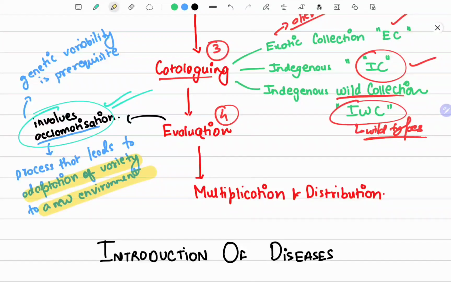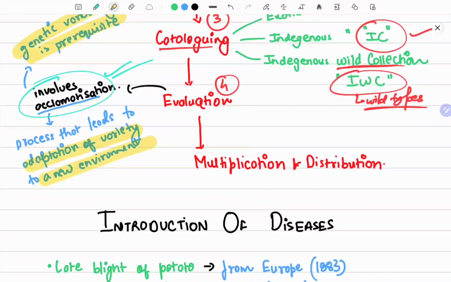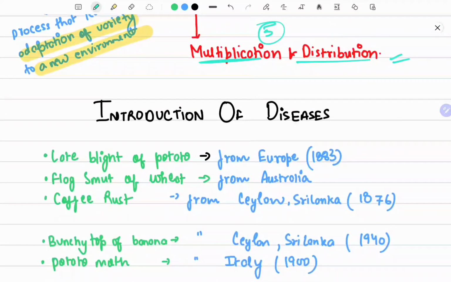So what we do is that we first see whether that particular crop can withstand that environment, the diseases, or the abiotic or biotic stresses that are present in the environment or not. And this is done through acclimatization, and for acclimatization genetic variability is a prerequisite. A particular plant can of course acclimatize only if it is heterozygous or heterogeneous in genotype. After cataloging, evaluation is done through acclimatization, and once it is evaluated that it is suitable, then the fifth step is that it is multiplied and distributed to farmers or to various agencies wherever it is required to go.